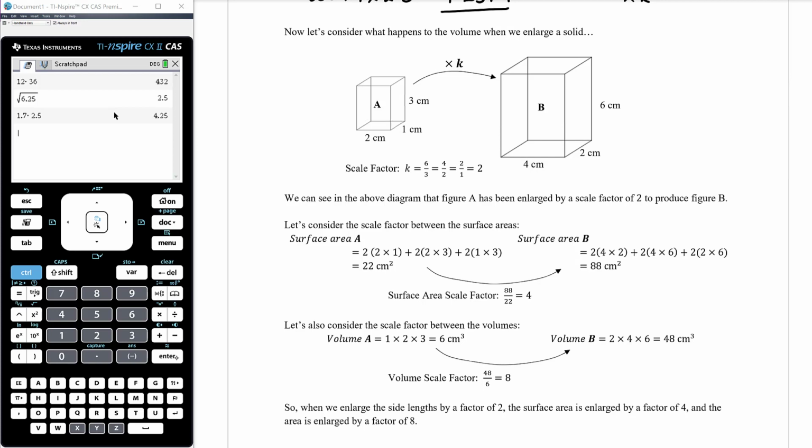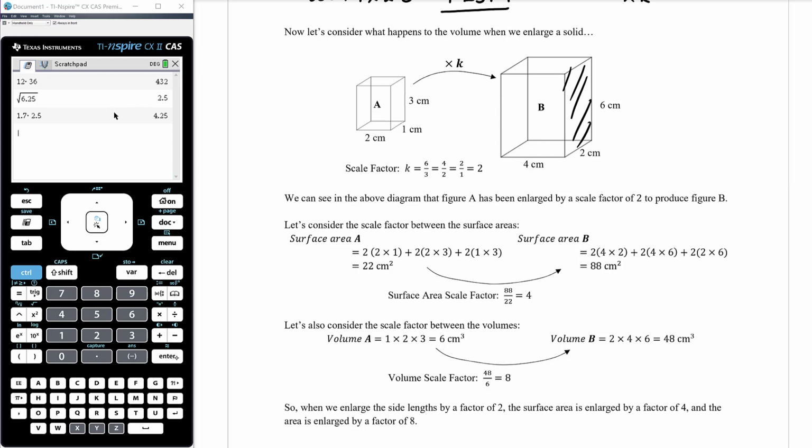Alright, so if we work all that out, we find that cuboid A has a surface area of 22 centimeters squared. Surface area of cuboid B, there are 2 sides with dimensions 4 by 2, the top and the bottom. There are 2 sides with dimensions 4 by 6, that is the back and the front. So that's 4 by 6, and this is also 4 by 6. And then there are the 2 surfaces with dimensions 2 by 6, so that's these 2 sides here, either side.